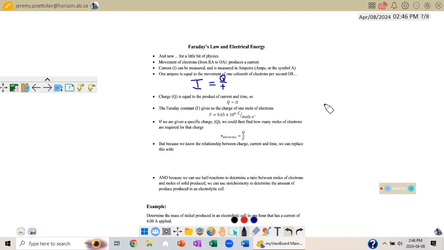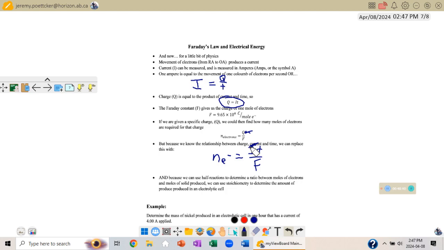But because we know this relationship, I can replace that Q here with It, and I can say n_e is equal to I times t divided by F. So if I have current and time, and my data booklet gives me Faraday's constant, I can figure out the number of moles of electrons. And because I know the number of moles of electrons, and I've done chemistry before, I can do stoichiometry.